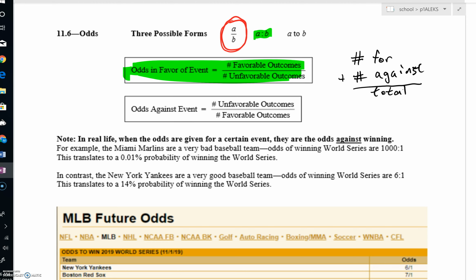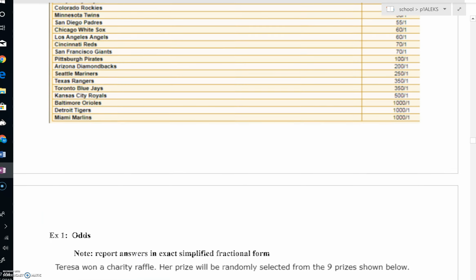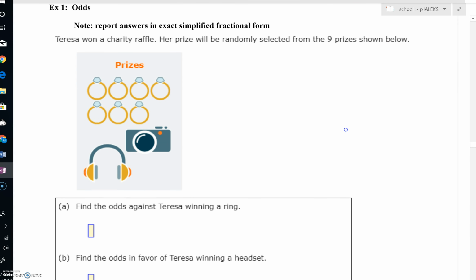So I always like to write the number of ways that this event could happen that we would consider favorable, and then the unfavorable, the ways that would be against. If you add those two, you'd get the total ways. We're going to need the total ways when we're dealing with probability. And the odds against an event would just be the number of unfavorable outcomes divided by the number of favorable outcomes. So let's just jump immediately to example 1.